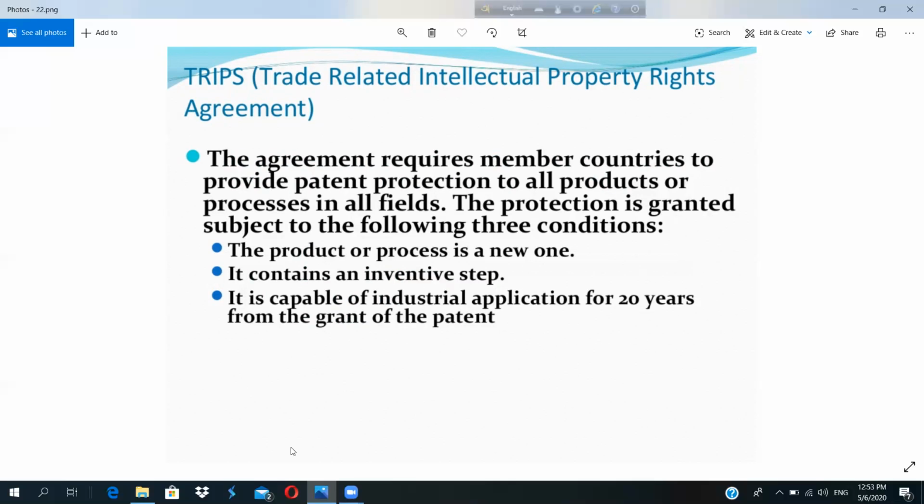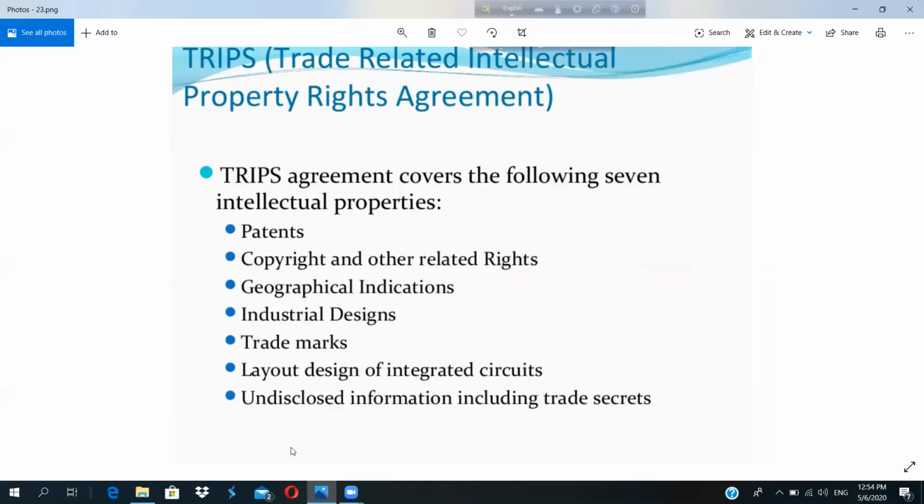TRIPS, Trade-Related Intellectual Property Rights agreement. The agreement requires member countries to provide patent protection to all products or processes in all fields. The protection is granted subject to the following three conditions. The product or process is a new one. It contains an inventive step. And the last, third one, it is capable of industrial application. The protection lasts for 20 years from the grant of patent.